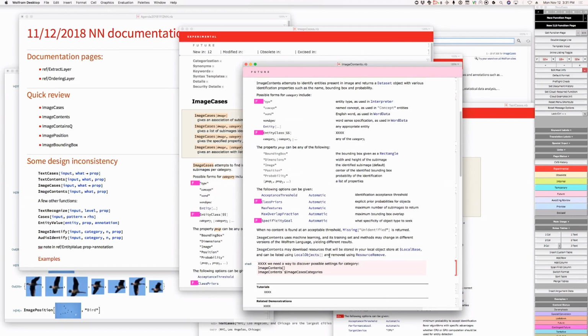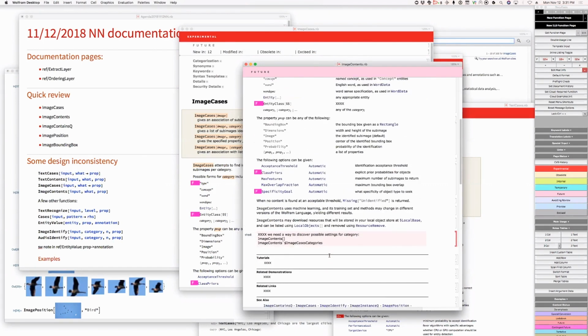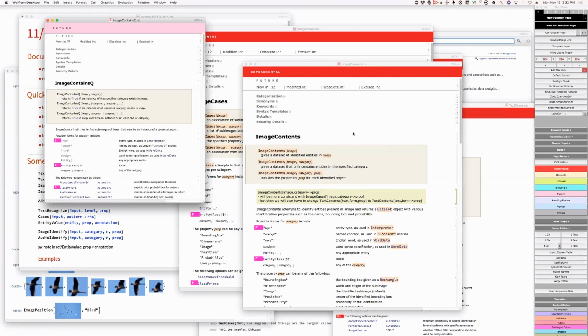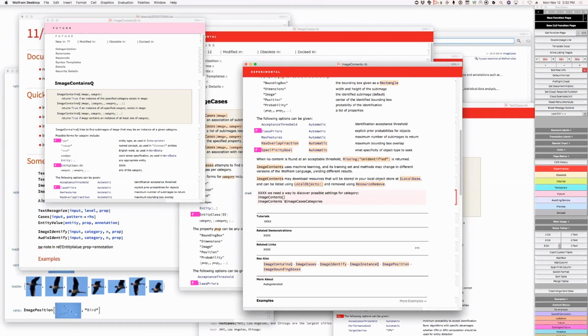What is this? Is that because it's using neural nets? Yes. Okay. Looking good. Okay, image contains Q. So I assume that this points to, oh, come on, you've got to point this to text contents, presumably, as well. And what about image recognize, text recognize? Speech recognize, you mean? Text recognize. Yeah, text recognize for sure.